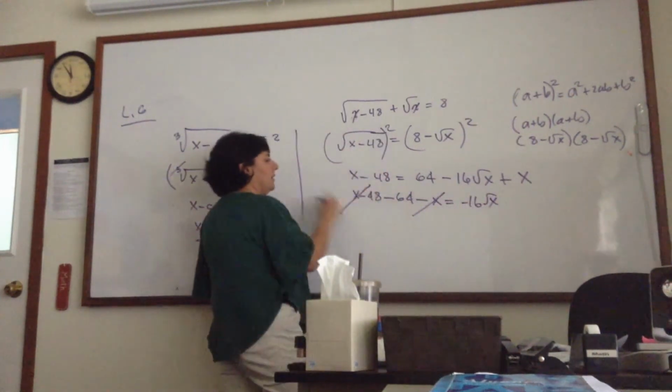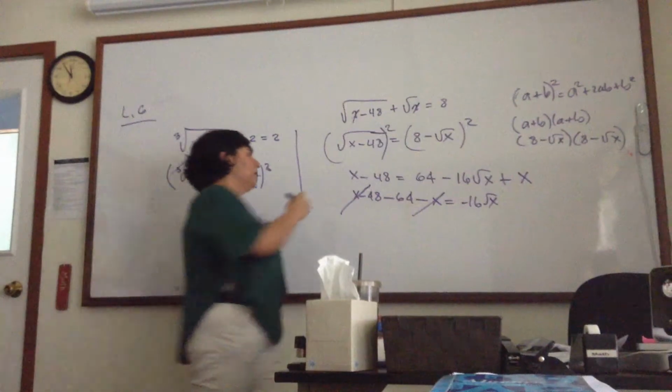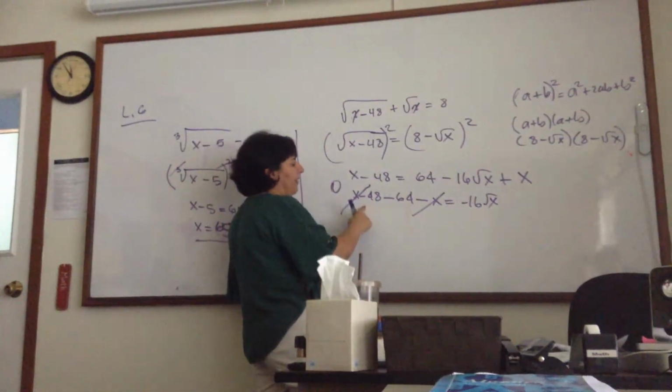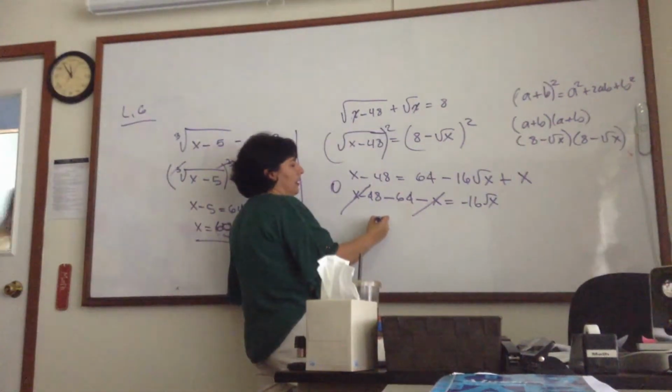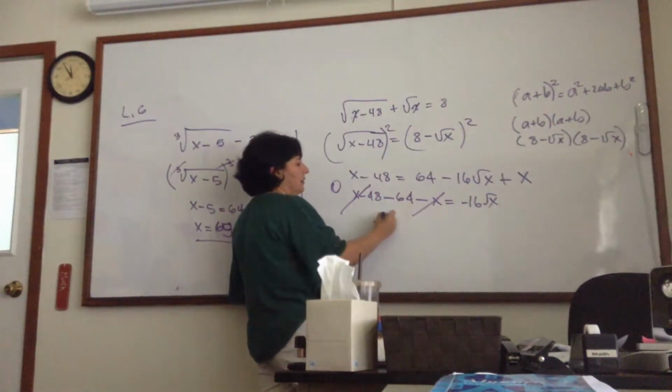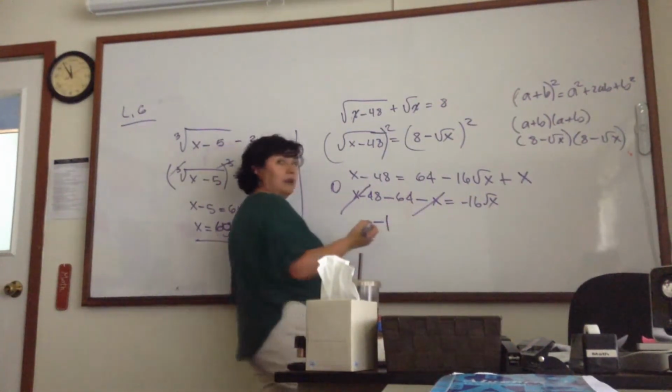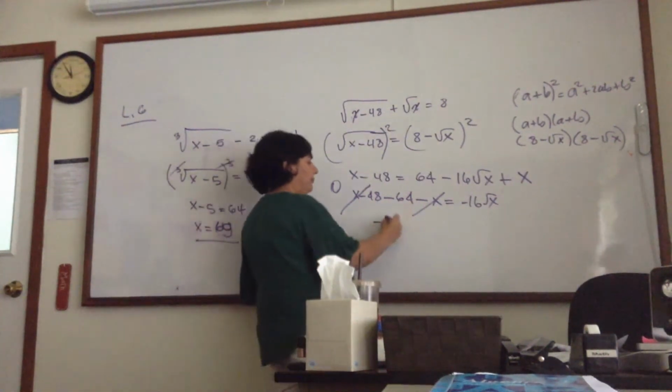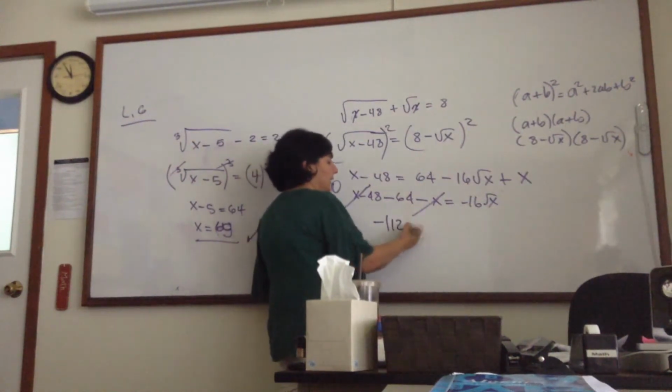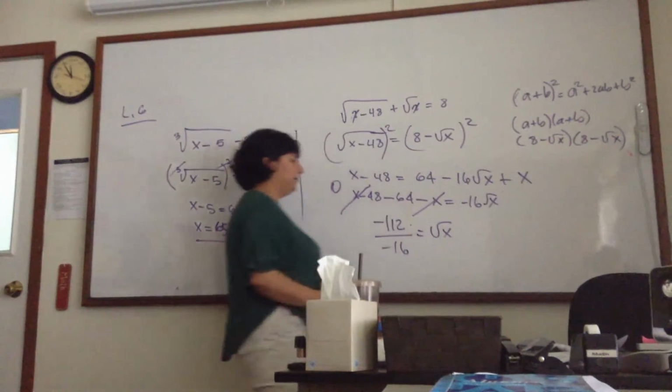This x goes with this x, minus x is 0. And then we have negative 48 minus 64, that's negative 112. Oh wait, no, that's negative 16. Divided by negative 16 equals square root of x.